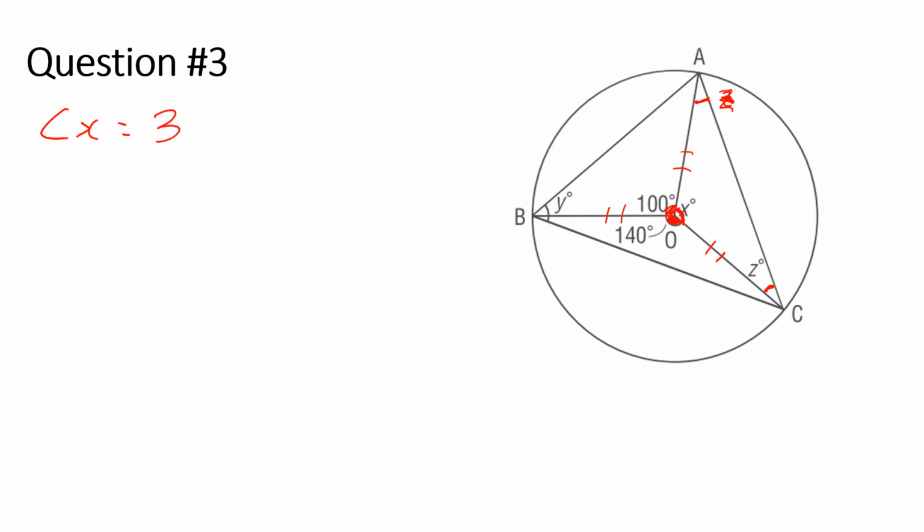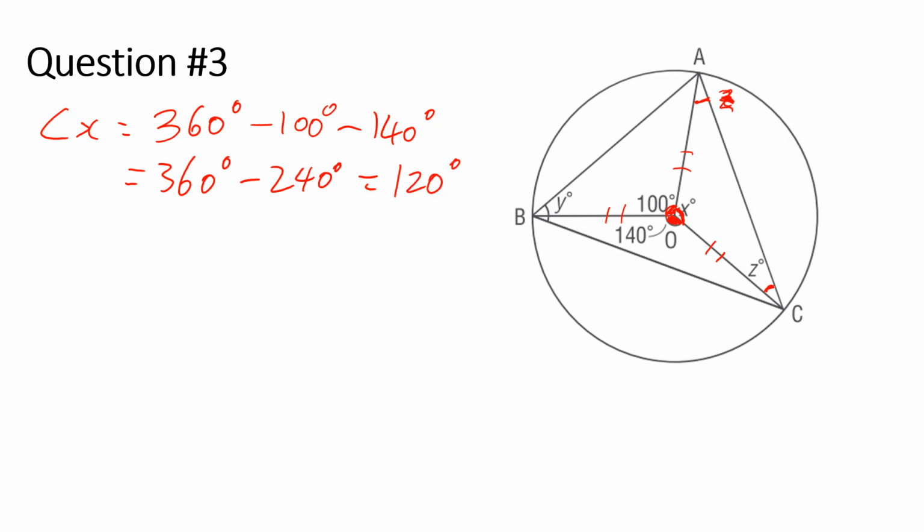We already know that 360 is the maximum angle that you can have as a complete round. So 360 degrees is where I can start, minus what I know, 100 degrees minus 140 degrees, which is a fancy way of saying 360 degrees minus 240 degrees, which gives me 120 degrees. This is just simple subtraction.